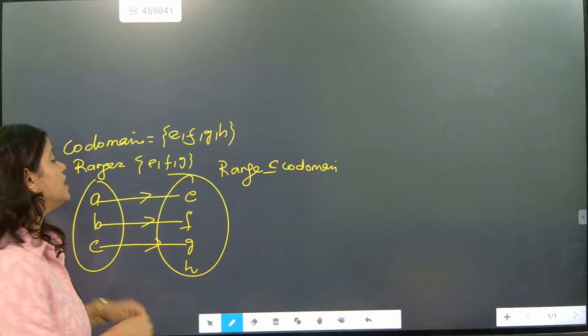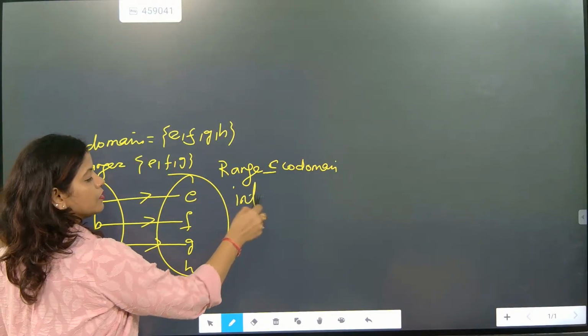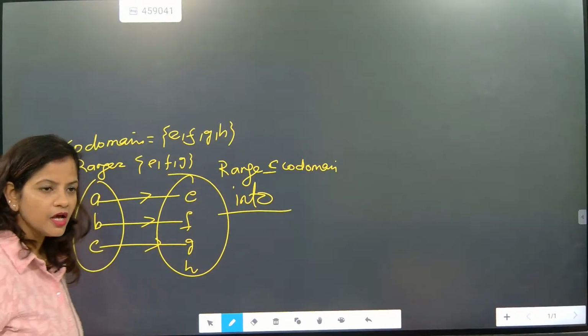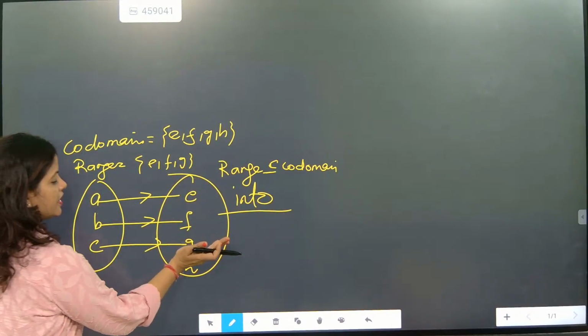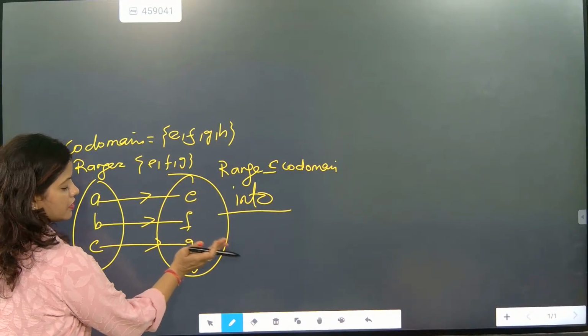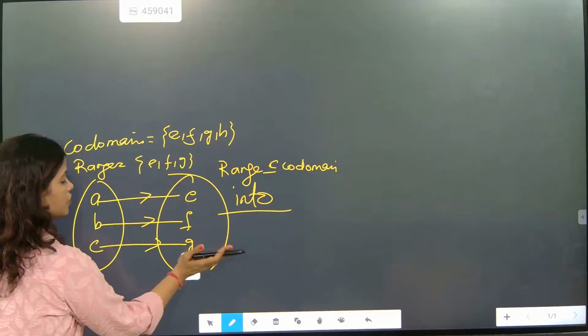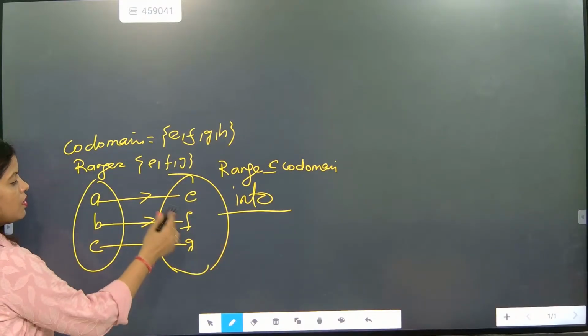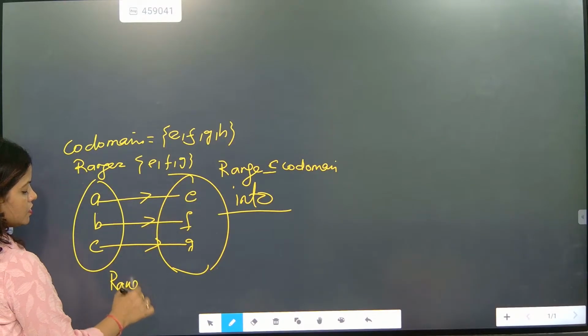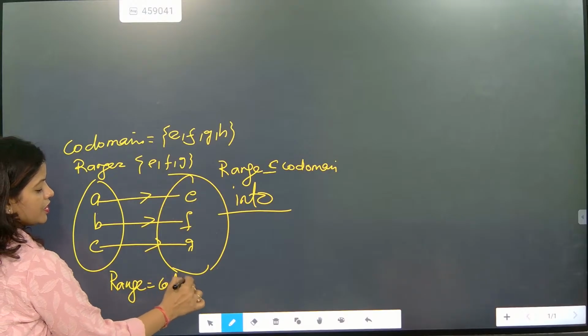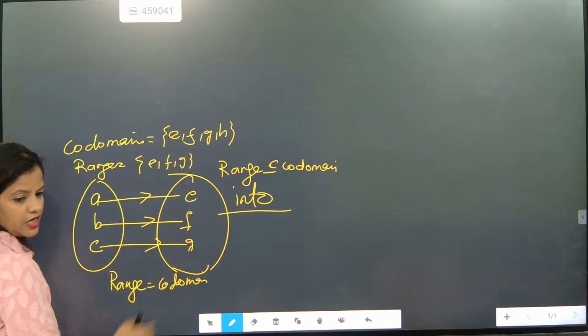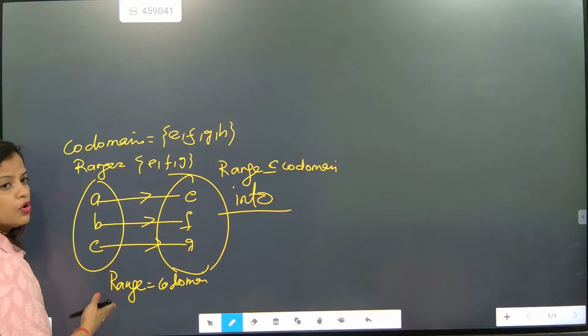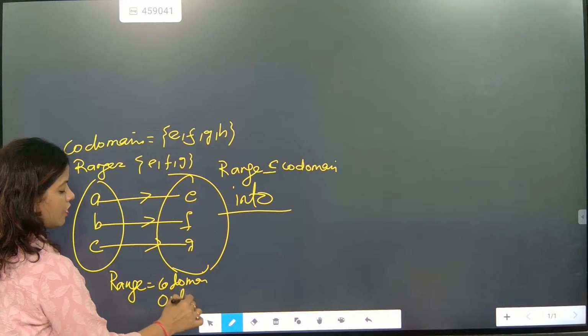Understood? That's why it is called into. Got it? But in the same case, if I am removing this, then the range is equal to codomain. So the moment I remove this one, the range comes equal to codomain. Then it will become onto.